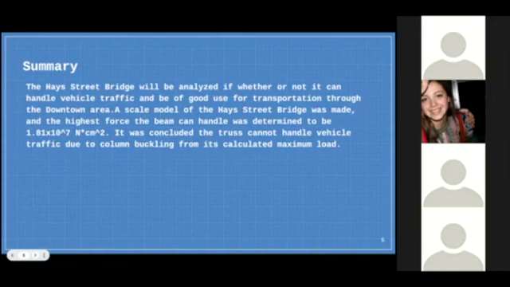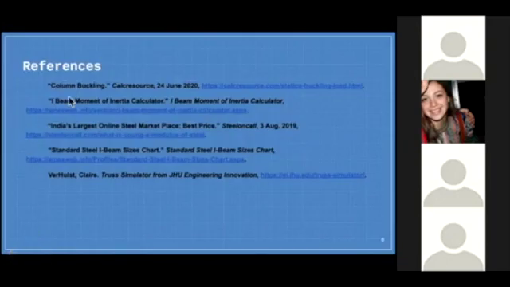It's important that we went ahead and had a trial run with the truss design, because since it collapsed, it shows that it was unsafe to be constructed for an actual bridge. And safety is the number one priority. So seeing that the truss failed would help us to construct a better, more stable truss that is safe for everyone to use. And then this is our references.